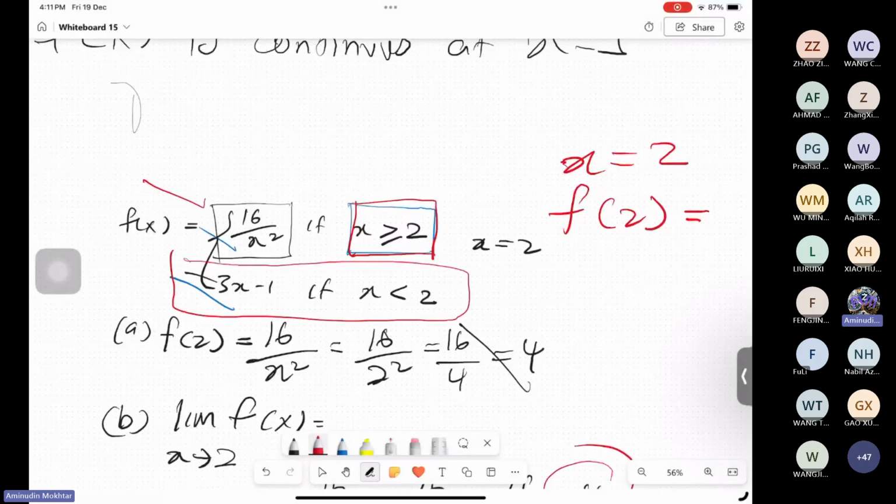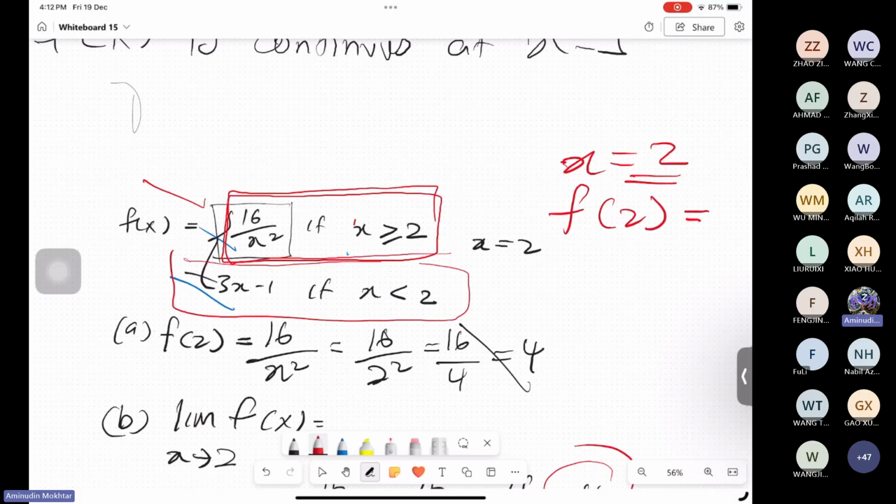So we need to look into the condition, the syarat. 16 divided by x squared is valid if x is equal to or greater than 2. So in this case, we choose x equal to 2. x equal to 2 exists at this part of the function. That's why when I choose x equal to 2, I must apply 16 divided by x squared.